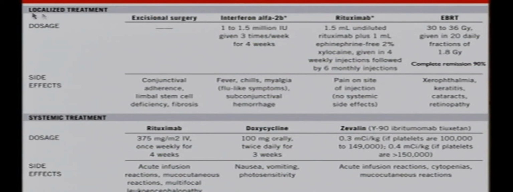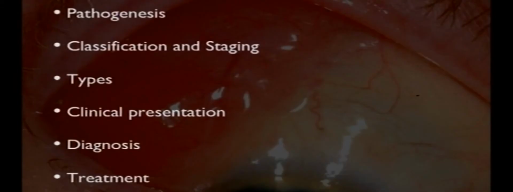For localized treatment, the use of interferon and rituximab has been reported. However, complete remission of the disease is only reported in about 50 to 70% of the cases, versus which EBRT gives you remission in about 90%. You need to keep a watch for side effects of radiation. Systemic therapy is, as we have discussed, and one of the newest drugs available nowadays is Zevalin, which is a form of radioimmunotherapy for patients who have a systemic dissemination.